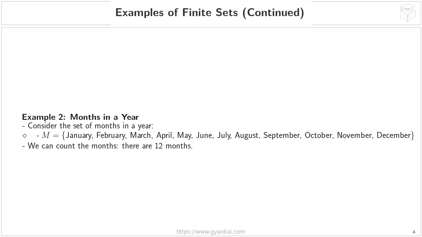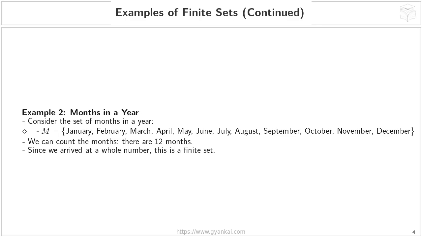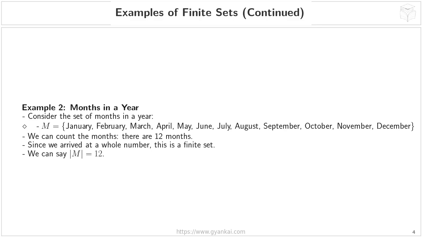Now let's check if this is a finite set. Remember, a finite set needs to have a countable number of elements. Can we list all the months and eventually reach the end of the list? Absolutely. If we count them carefully, we find there are 12 months. 12 is a whole number, a non-negative integer, which satisfies the condition for a finite set. Therefore, the set of months in a year is a finite set.